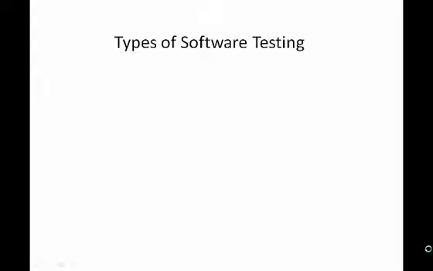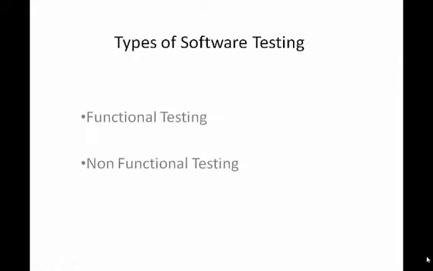We see what are the various types of software testing. In software testing, we can find mainly two types of testing. One is functional testing and another one is non-functional testing. We'll check one by one. We'll start with functional testing. What is functional testing?